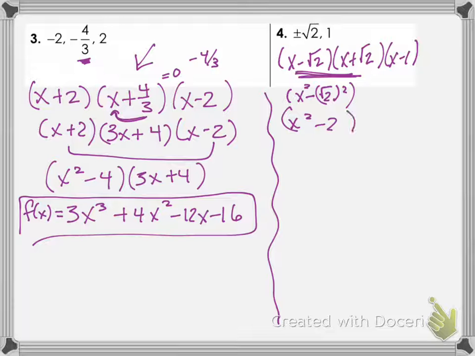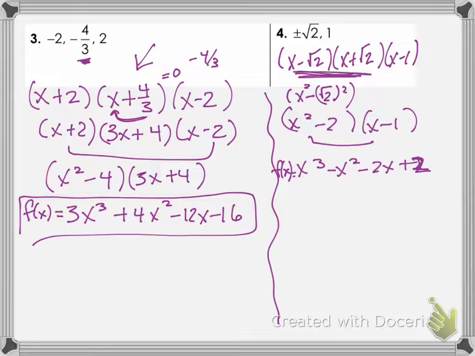Good. And then we have times x minus 1. So we FOIL this, and we have x cubed minus x squared minus 2x plus 1. X cubed minus x squared minus 2x plus 2. This should be a 2. Messed up. Okay, so f of x equals.